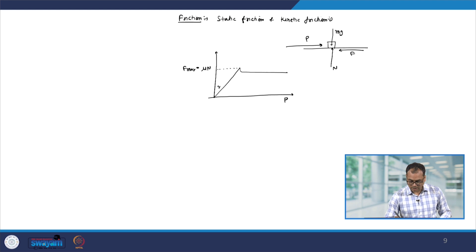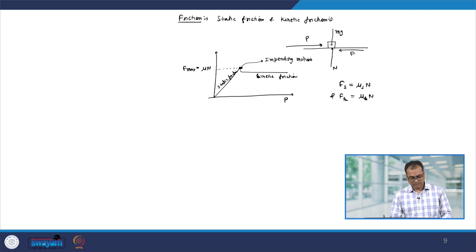So, in this region you have static friction and herein you have kinetic friction. Okay. And this is the point wherein the motion just begins. So, this is the point of impending motion. The value of the static friction is mu s times N, and similarly the kinetic friction is equal to mu k times N.